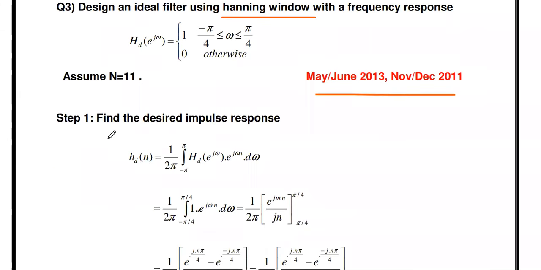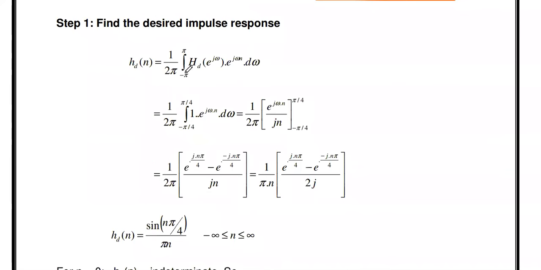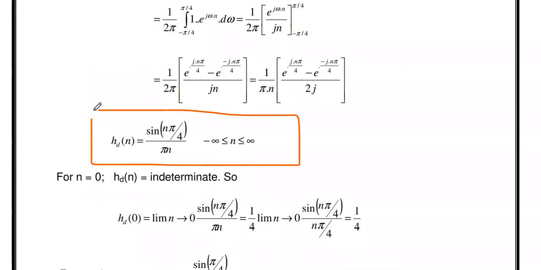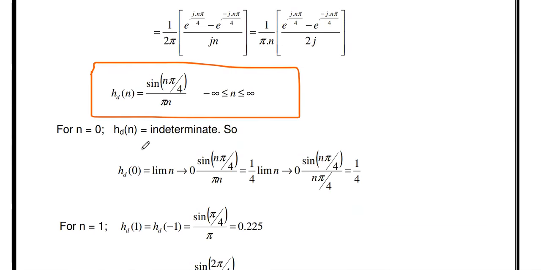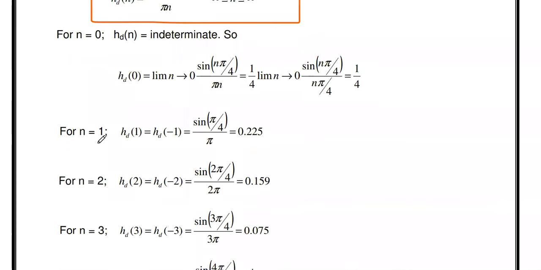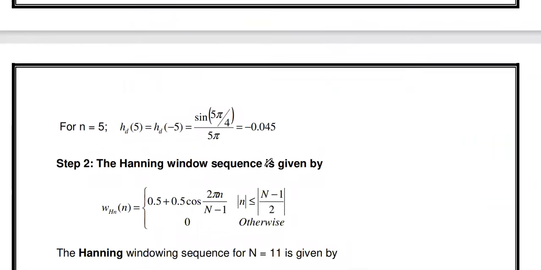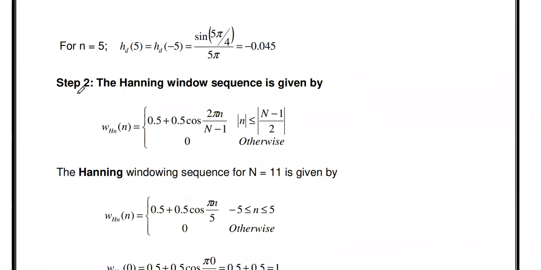In the first step, as usual, using HD of e power j omega, you just calculate HD of n. For this HD of n, you find the individual answers for n equal to 0, 1, 2, 3, 4, 5, the same as before. Then the second step varies, because here we have to use the Hamming window.